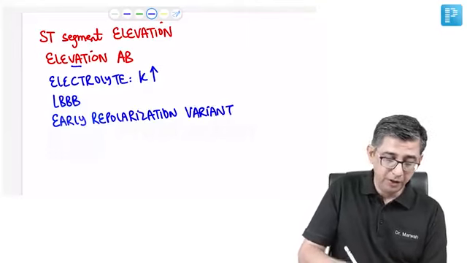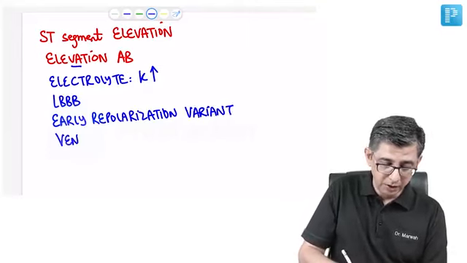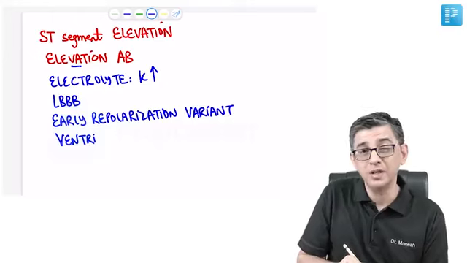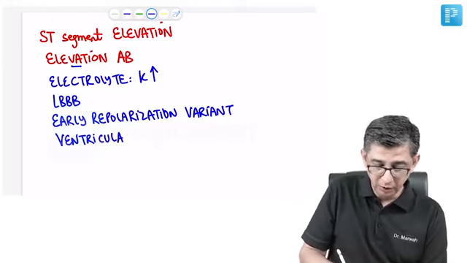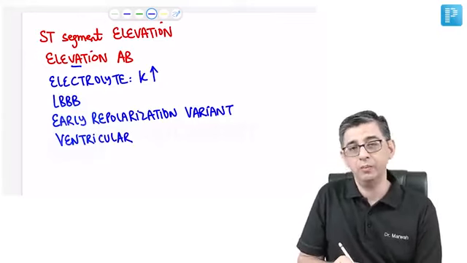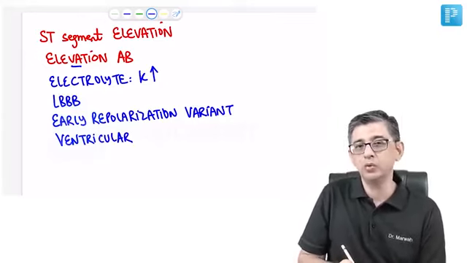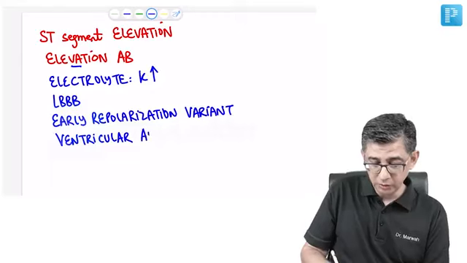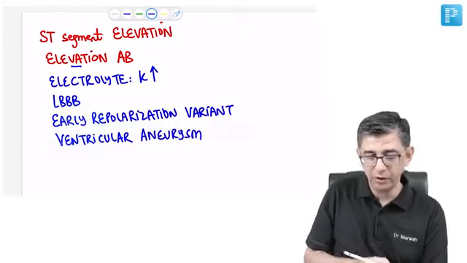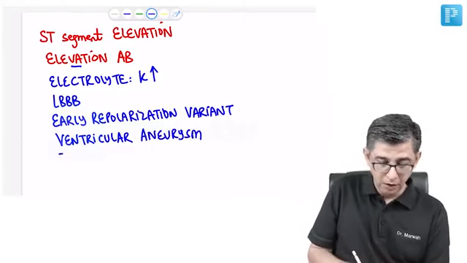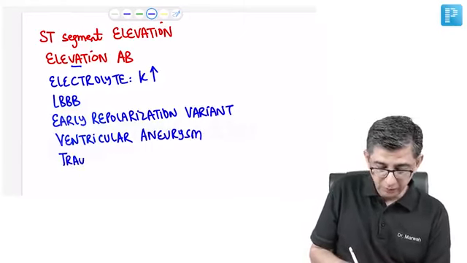Then alphabets V and A are to be taken simultaneously. This condition that I'm writing right now is a complication of MI. If somebody has an anterior wall MI, or an extensive anterior wall MI, there would be structural damage to the heart. This structural damage would result in ventricular aneurysm, and this could trigger a ventricular tachycardia. Alphabet T here would stand for trauma.